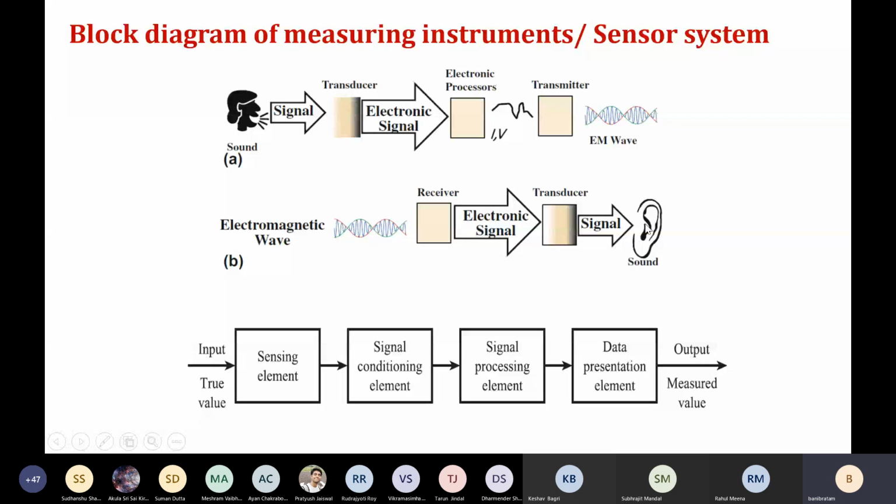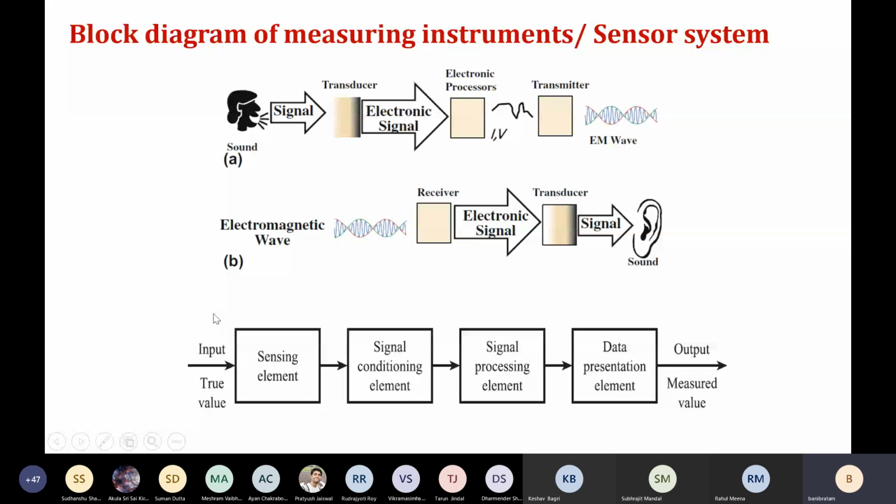Now if we analyze the block diagram, it typically includes these blocks. The input will come from the outside, and then we have some sensing element. This is typically the block diagram of an overall sensor system, right?